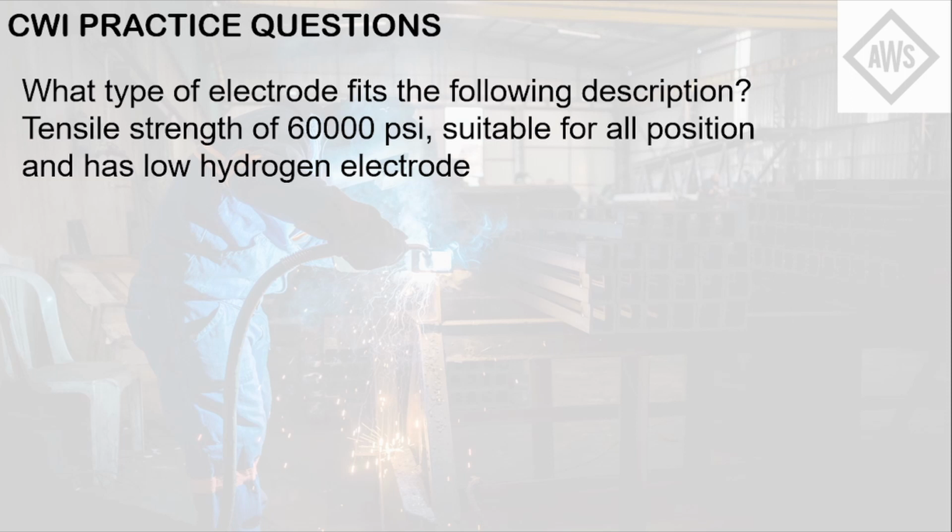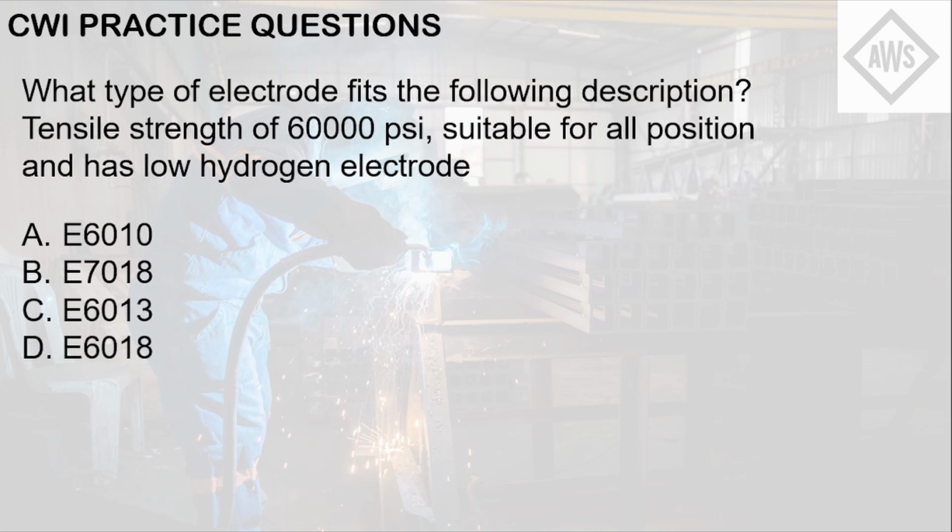Next question. What type of electrode fits the following description? Tensile strength of 60,000 psi, suitable for all positions, and has a low hydrogen electrode. Letter A, E6010. Letter B, E7018. Letter C, E6013. Letter D, E6018.